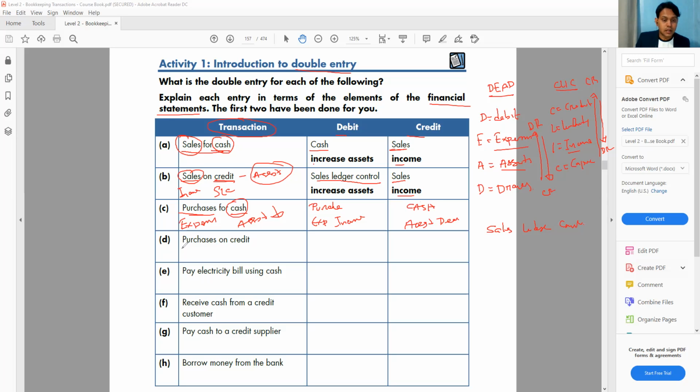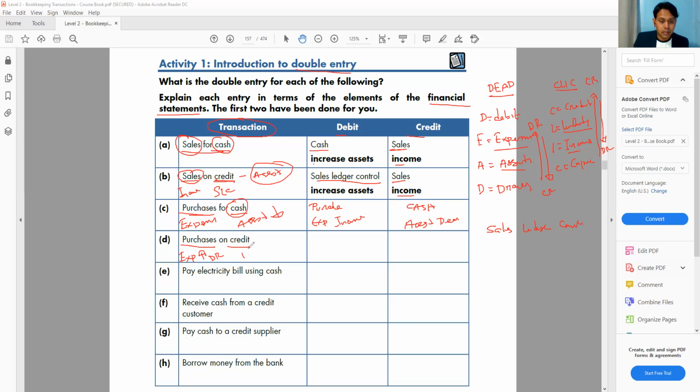Let's have a look at the next one. Purchase on credit. This time I'm buying something, purchase, so that is expense, and expense is increasing. That's why it's a debit. And on credit, that means I'm not paying my supplier immediately. I'm buying something, but I said I'll pay you later. So I'm creating a liability, because I have to pay this money to them. Liability is created, so we can see L for liability. If the liability is going up, that's our credit.